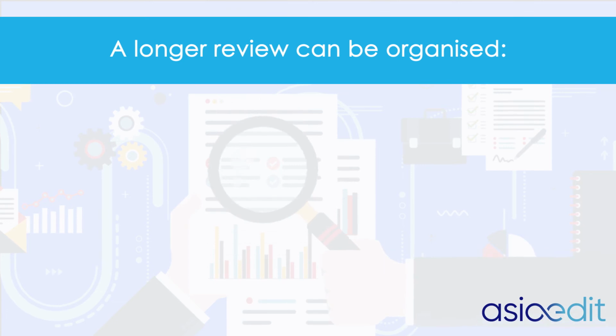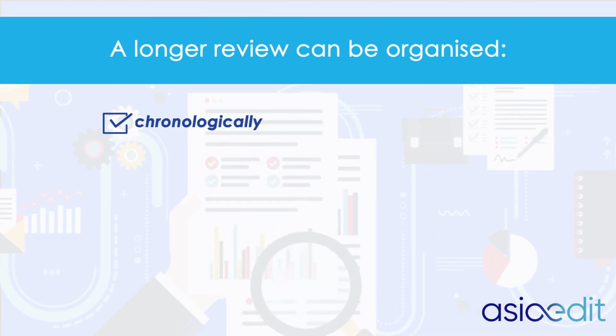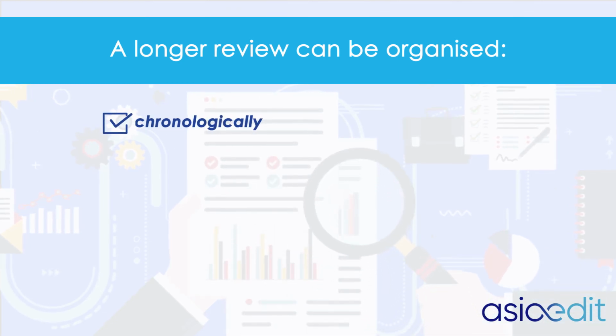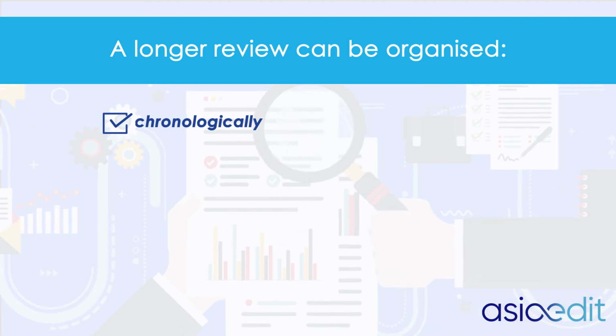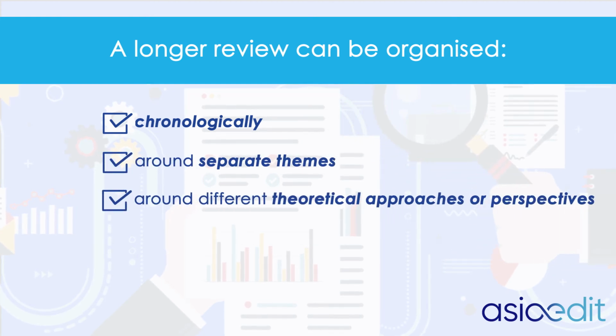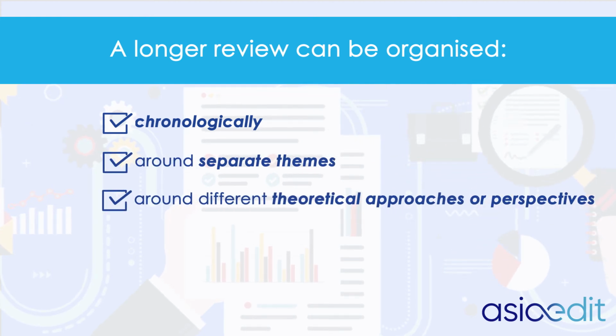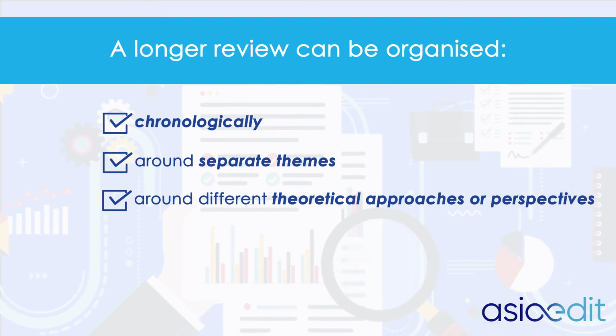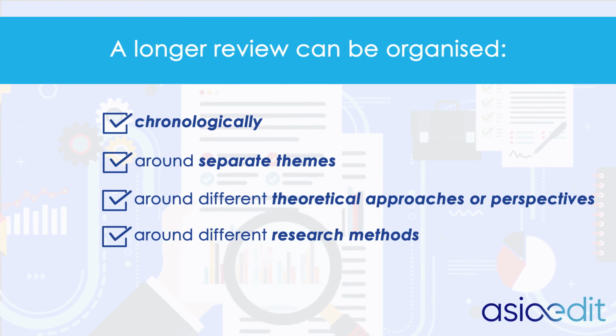You may decide to take a chronological approach, starting with early developments and ending with the most up-to-date studies. Or it may make more sense to organise the review around separate themes, or different theoretical approaches or perspectives. If methodology is an important theme of your research, you may want to organise your review around different research methods.